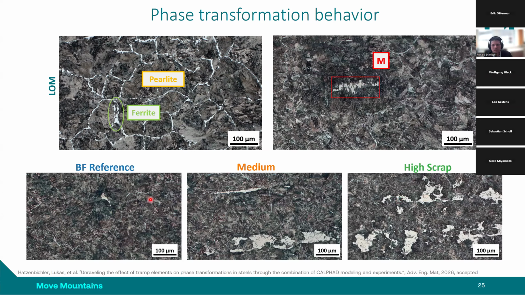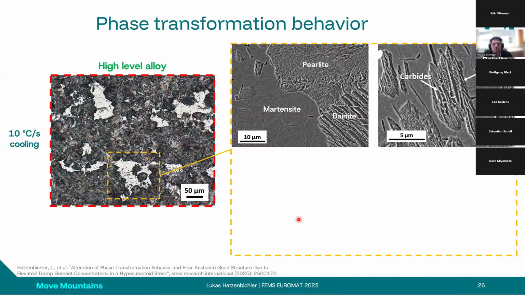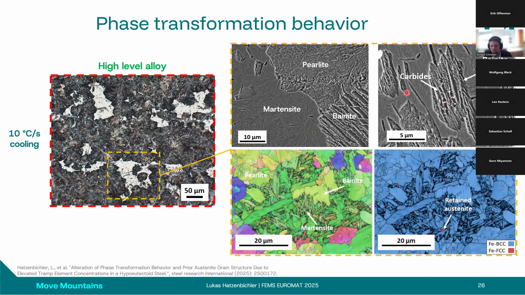When, of course, you apply the same cooling rate to your samples. And to show you that in more detail, here is the high level alloy. Here is that area where you have these displaced phases. And here on the ICM, you can definitely see martensite, perlite, and bainite. You can see carbides here in between the bainitic sheaths, and also the proof here via EBSD. And here martensitic areas, bainitic areas.